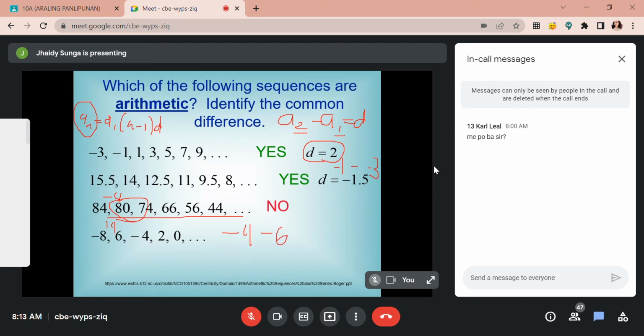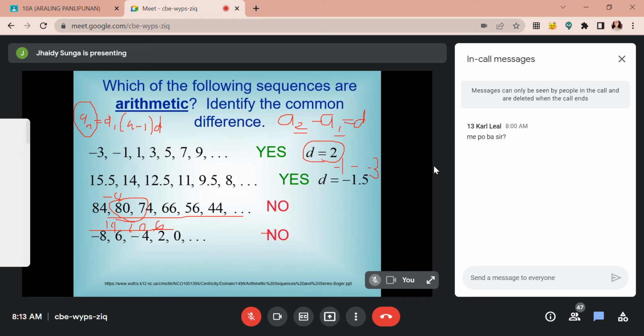So this one would be 10, right? So for this one, 2 minus -4, it would be 6, alright? So in this case, their difference is not similar to each other. Therefore, it is not an arithmetic sequence, right?